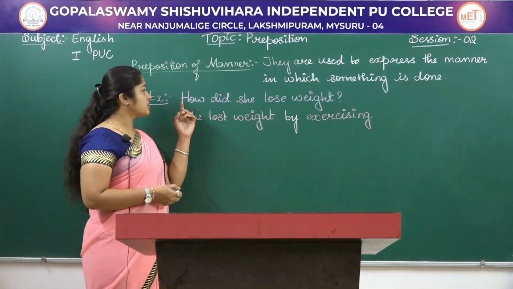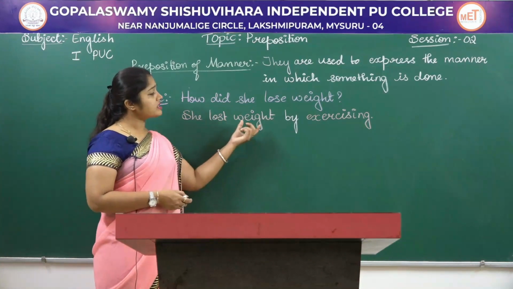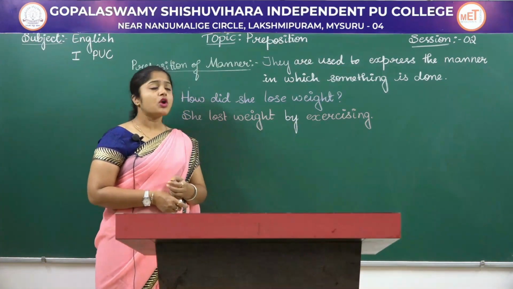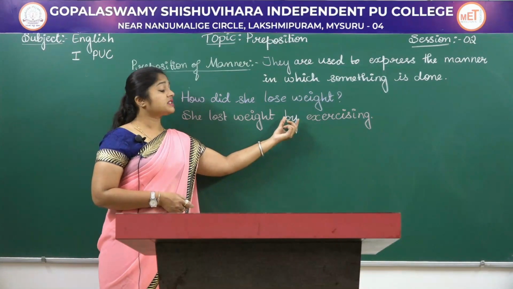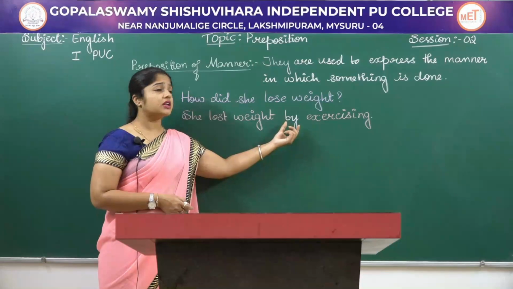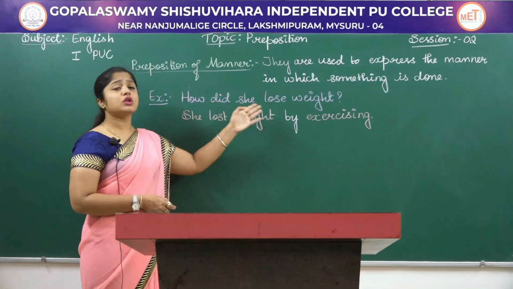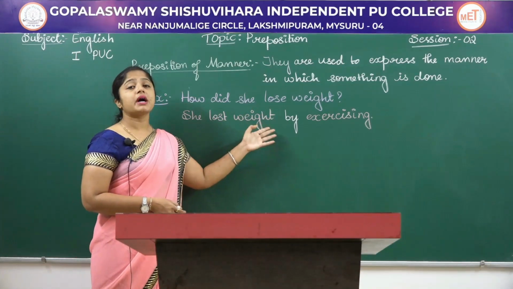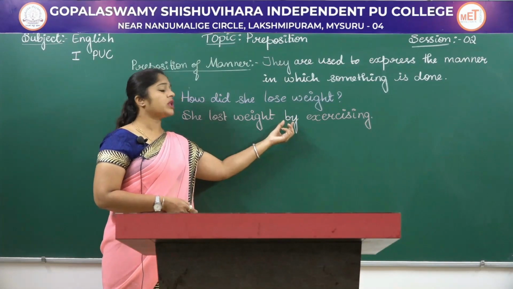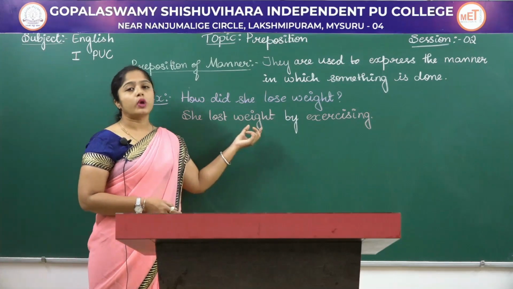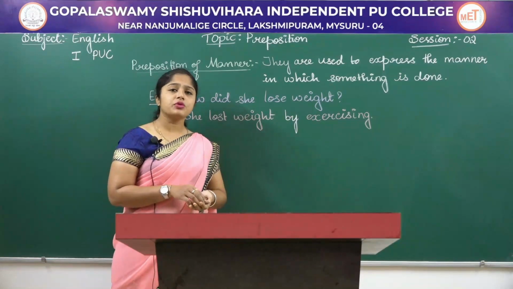Here is the question. How did she lose weight? She lost weight by exercising. Over here, the word by is expressing the manner in which she lost weight. How did she lose weight? She lost weight by exercising. So, the word by expresses the manner in which she lost weight, that is, by exercising. We have a few more examples.